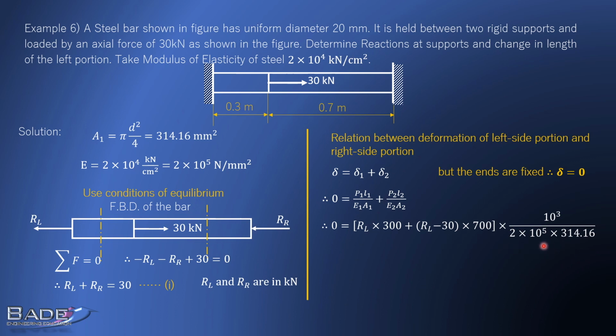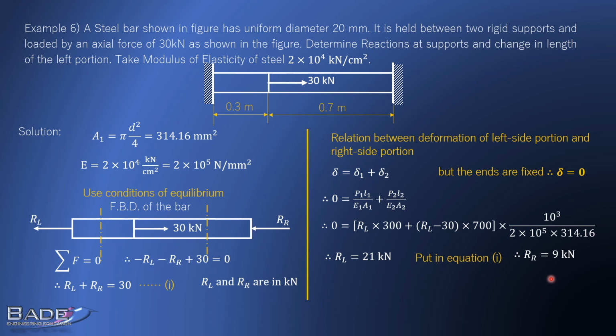E is 2 into 10 raised to 5 Newton per millimeter squared. Here its given value is in kilonewton per centimeter square. And area 314.16 millimeter square. Now complete calculations. So we'll get RL 21 kilonewton. Put this value of RL in equation 1 and you get RR 9 kilonewton.